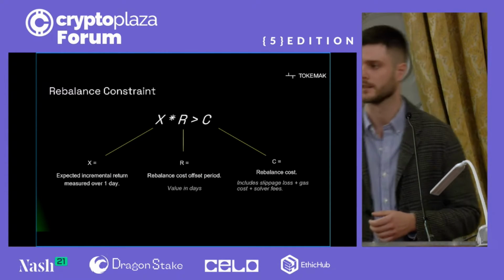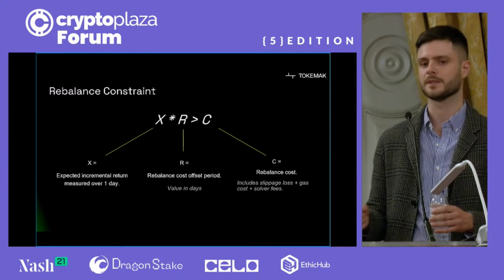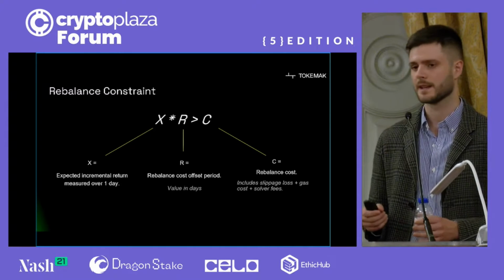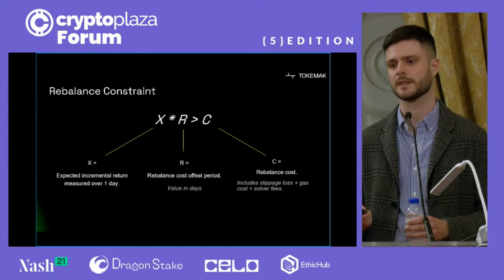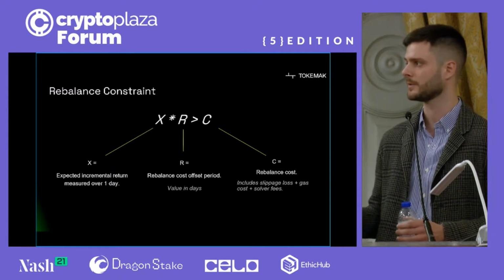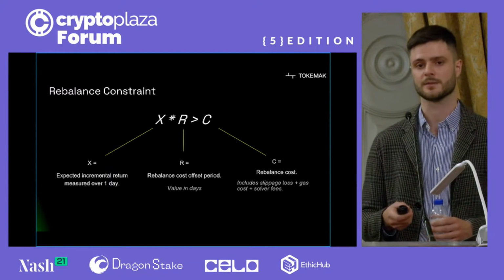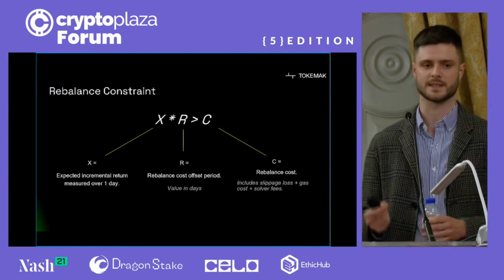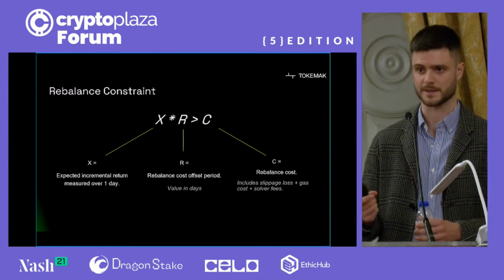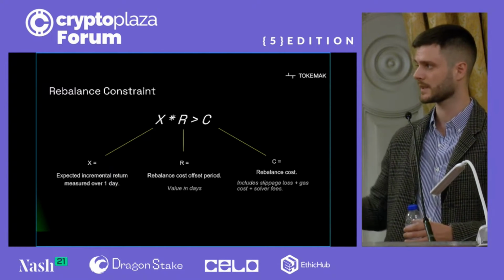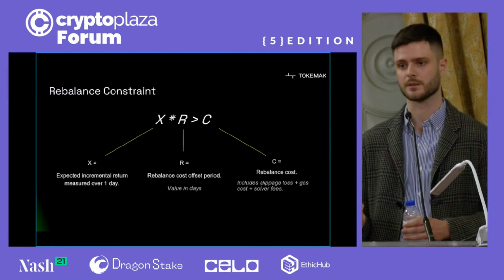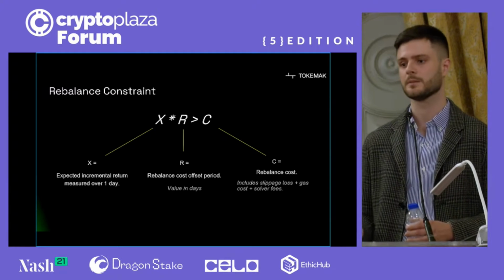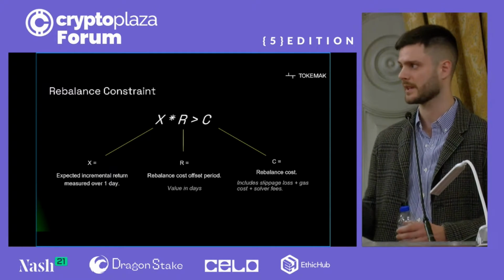Okay, rebalance constraint. This is simplified, but you can imagine a simple condition that essentially states that the expected incremental return that you have on a given liquidity move to a new pool, normalized over a one-day period, times the rebalance cost offset period, which is the time that you have to recoup the costs associated with the move, needs to exceed the rebalance costs. So in other words, if you are going to chase this incremental APR, you need to be able to recoup those costs within a given time frame.